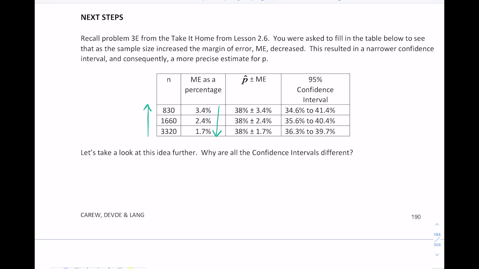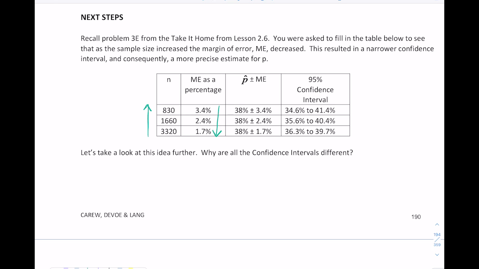Okay, and also if you look at your confidence interval, is it getting wider or is it getting narrower? So if you start out with 830 in your sample and you look at your confidence interval, it goes from 34.6 to 41.4. So it's about 7 percentage points away from each other. But if you go down to 3,320, now your interval is only about 3% away. So the key here is to have a large sample, because a large sample size will lower your margin of error, which will allow you to hone in on what the true population parameter is.